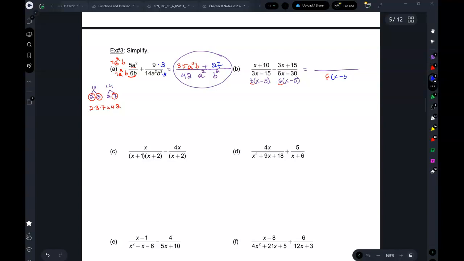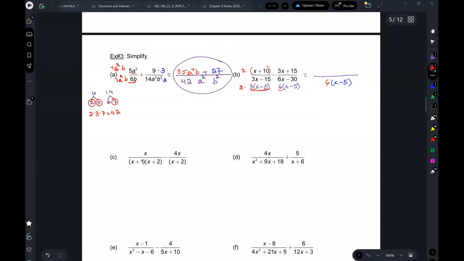So I just take a sample, an x minus 5. Okay, so to make the first denominator equal to 6x minus 5, what do I multiply by? 2. Remember to put this in parentheses. Here, 6x minus 5 is already 6x minus 5, so I don't need to multiply by anything. But remember to put that in parentheses as well. So distribute the 2, 2x plus 20. Now we have to distribute the minus. So minus 3x minus 15.